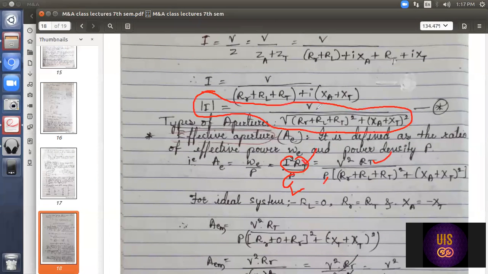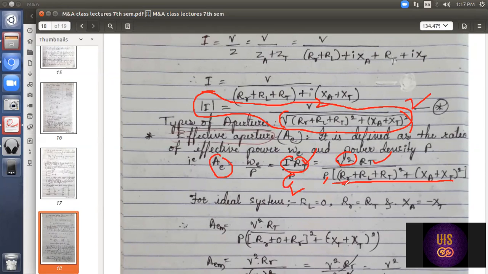I square will be V square, right? V square divided by this complete denominator square. So square and square root gets cancelled. Whatever bracket term is there, the same thing has been kept as it is. Okay, this is the equation for effective aperture AE. Now we will just analyze this final equation.